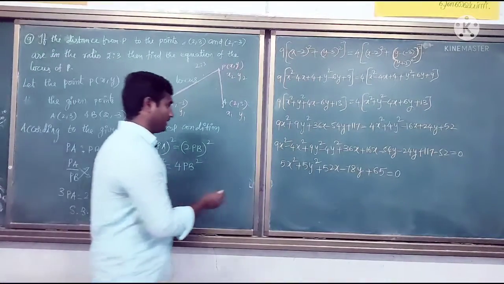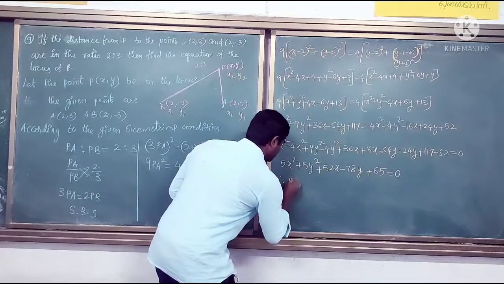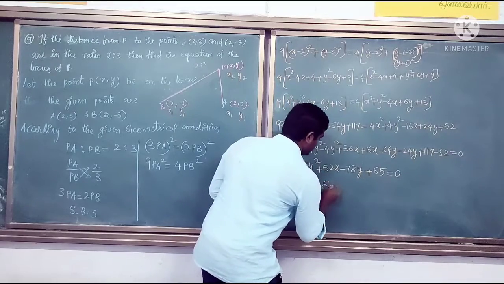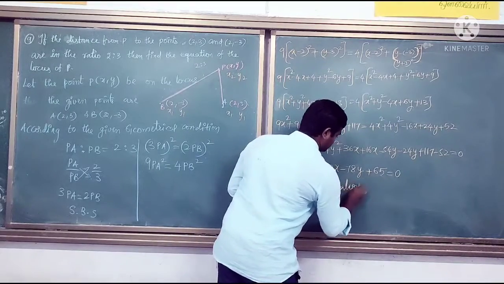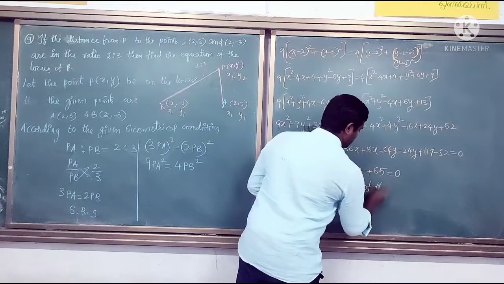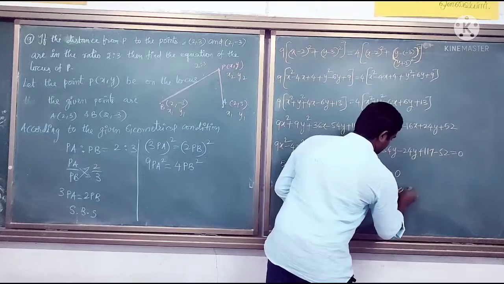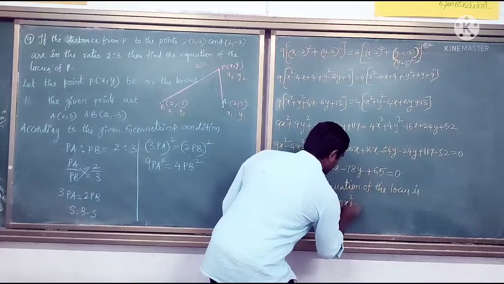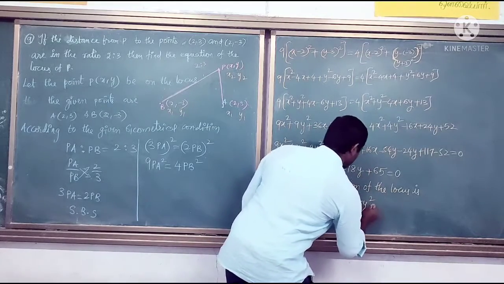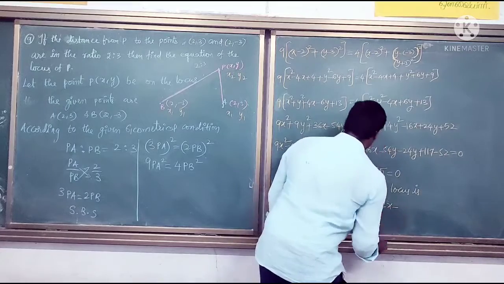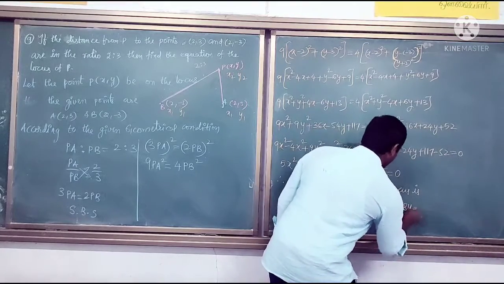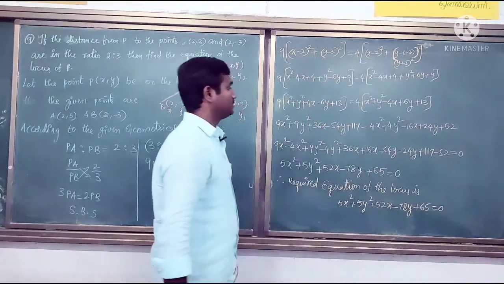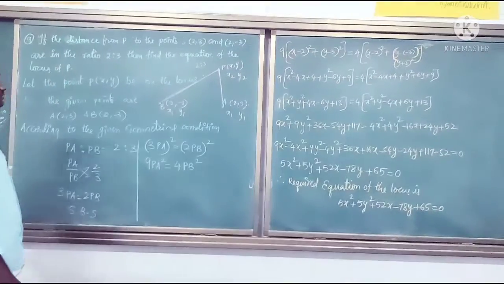Okay, so therefore the required equation of the locus is 5x square plus 5y square plus 52x minus 78y plus 65 equal to 0. Okay, so this is the required equation of the locus.